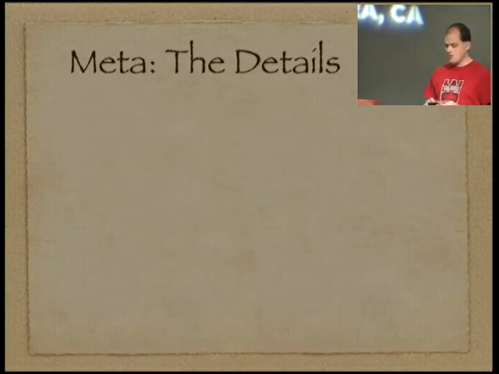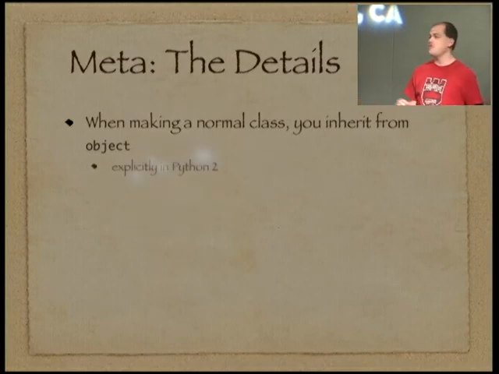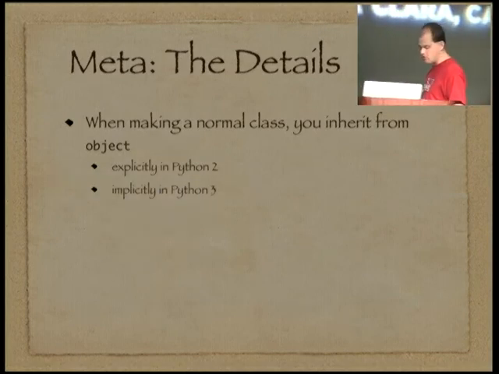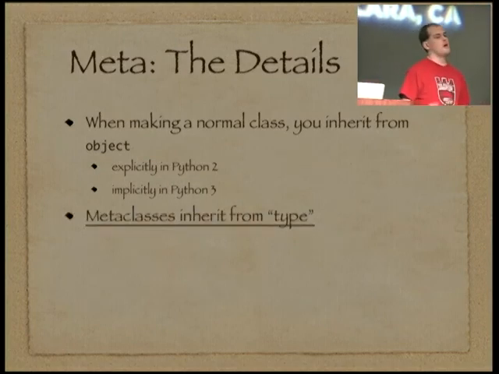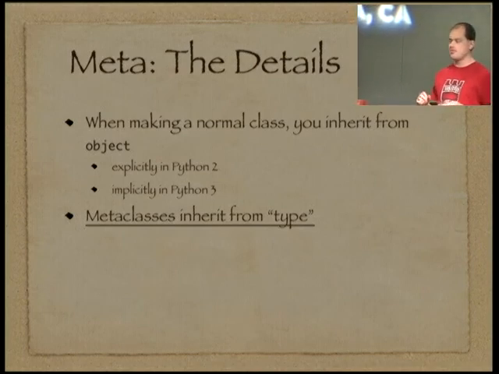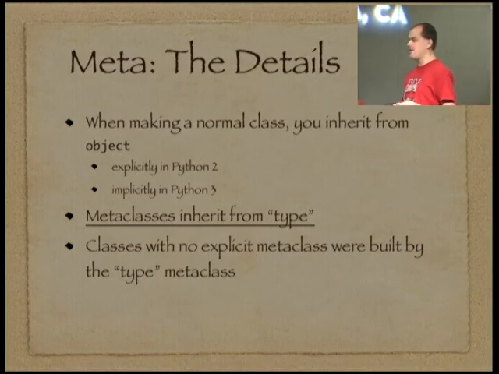Probably most people here have made a normal class. You inherit it from object. This is something that we've all done. If you're using Python 2, you inherit from object explicitly. If you're using Python 3, you inherit from object implicitly because old style classes are gone. Metaclasses inherit from type. Type is another built-in. It's in the chain. You can type type in your Python console and you'll get something back. You'll actually get back type. Classes with no explicit metaclass, which is the vast majority of the classes that you'll ever write, are built by the type metaclass.